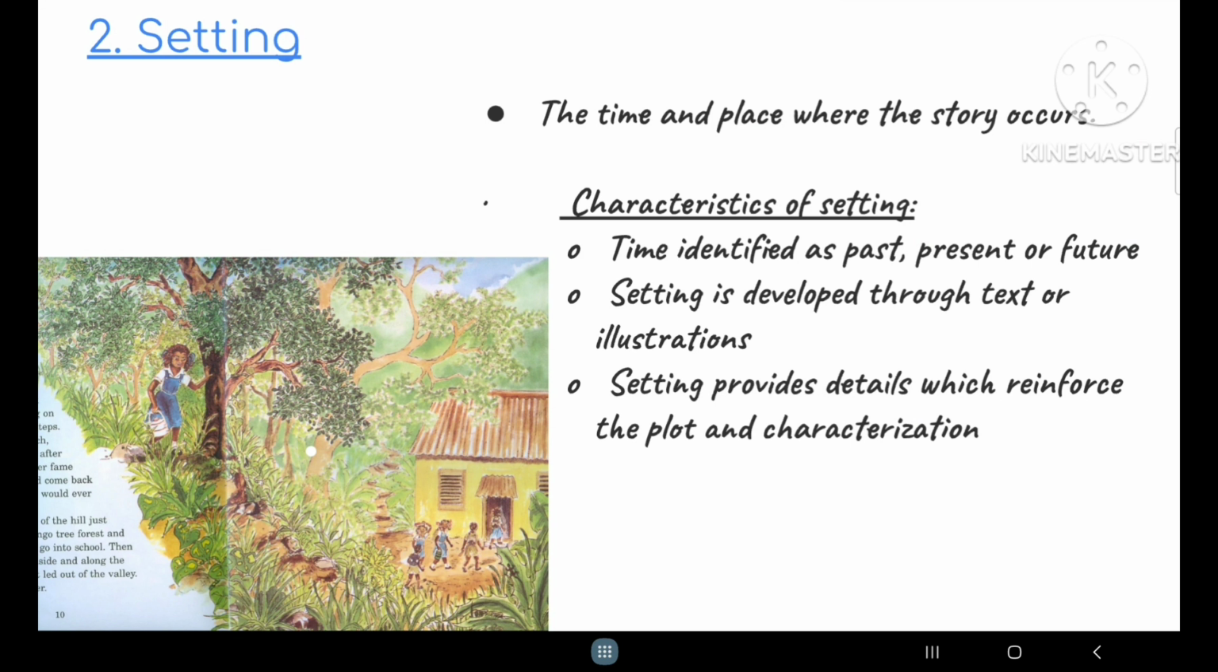The next literary element in children's literature we are discussing is setting. The time and place where the story occurs can be defined as setting. Here are some characteristics of setting. Time is identified as past, present, or future. Setting is developed through text or illustrations. Setting provides details which reinforce the plot and characterization.